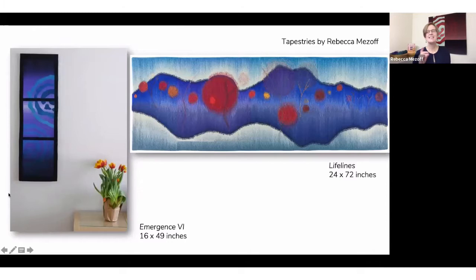Today, most tapestry weavers design and weave their own work on a slightly more modest scale than that Apocalypse tapestry for the most part. These are two examples of my own work, a smaller piece on the left, which is 16 by 49 inches, Emergence 6, and then Lifelines is 24 by 72 inches. And also the piece behind me is Emergence 7, which is about 45 inches square. These are more of the scale of people weaving tapestry today. And some people, of course, weave things much smaller than this.